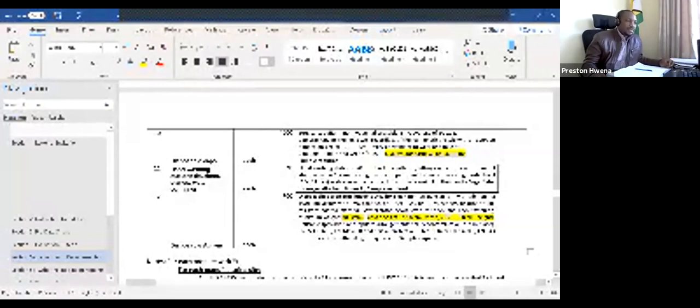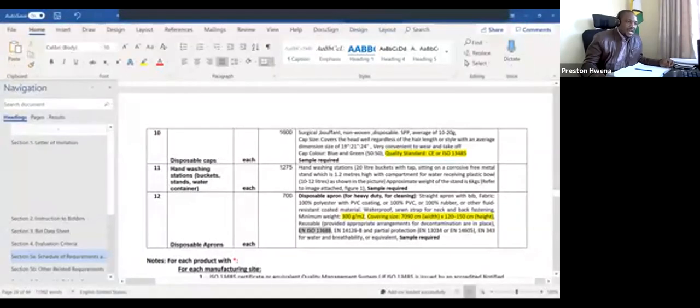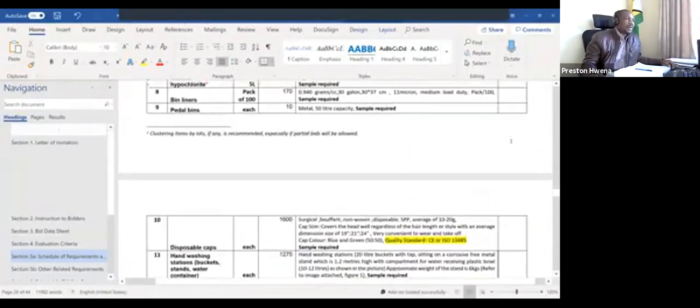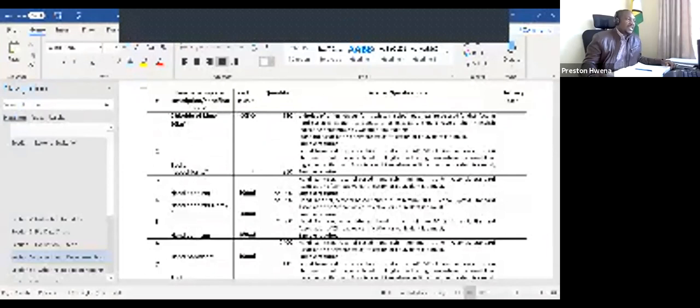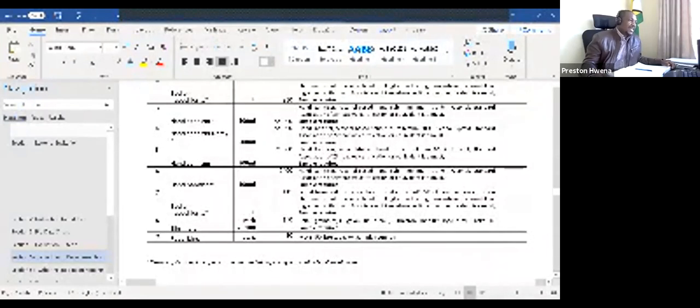But what is the guiding principle? These requirements say ISO 13688 or EN 14126B and partial protection, we'll also be looking at these specifications. So these are the 12 lines of product, but when you go to the e-tendering platform, you see only 10 lines because we have combined the hand sanitizers and sodium hypochlorite.